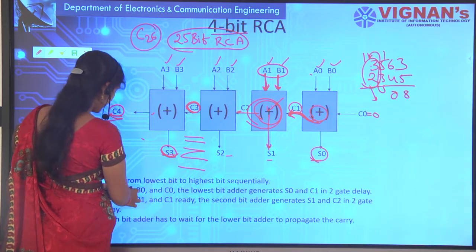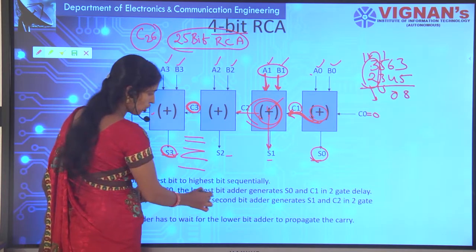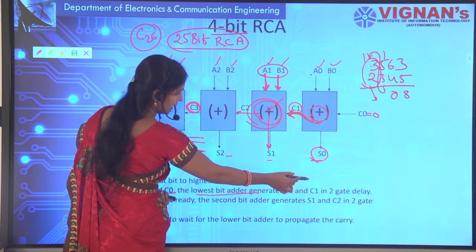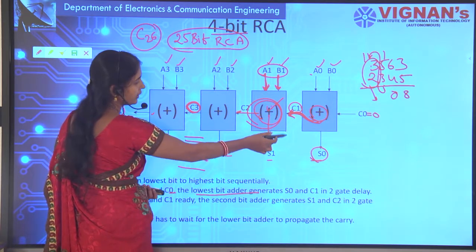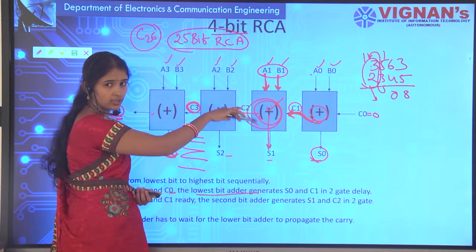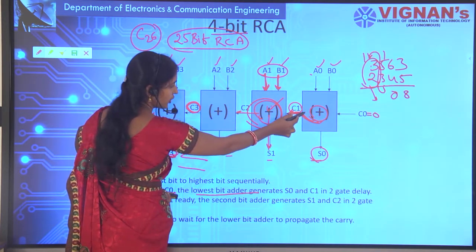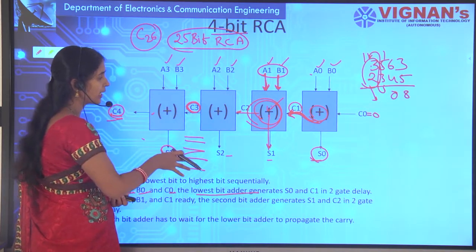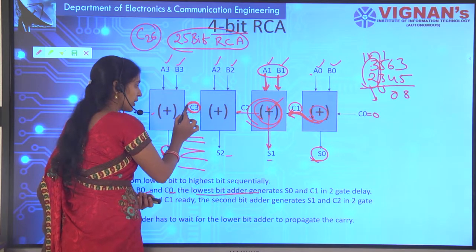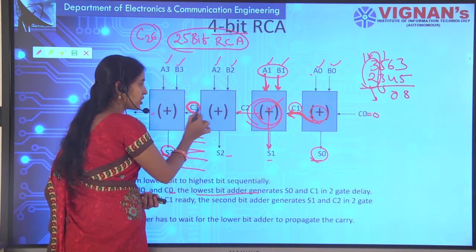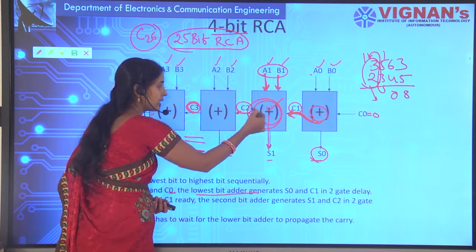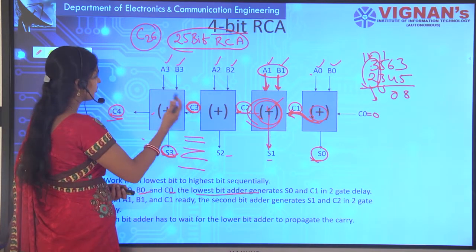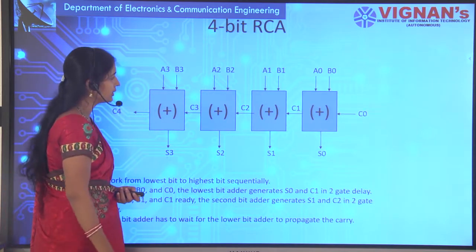See here, A0 and B0 and Cin go to the lowest bit adder, which generates S0 and C1 in 2 gate delays. If you see the internal circuitry of this full adder, you will have 2 gate delays. So this is the main drawback: it has to wait for C3 to be generated, and how will C3 be generated? With the help of C2, and so on. So there is a propagation delay because of this carry. That can be overcome by the next one.